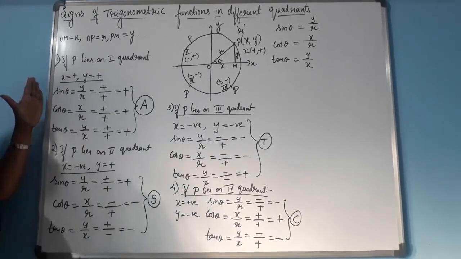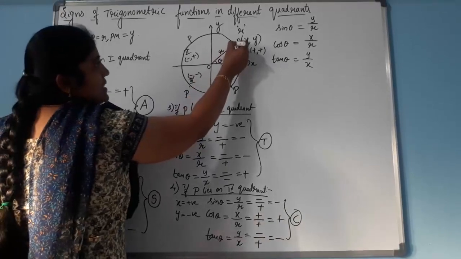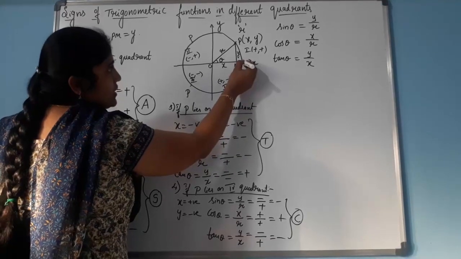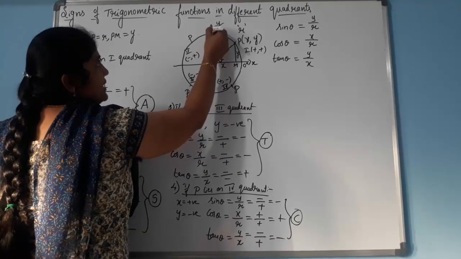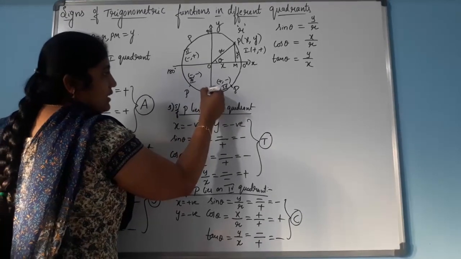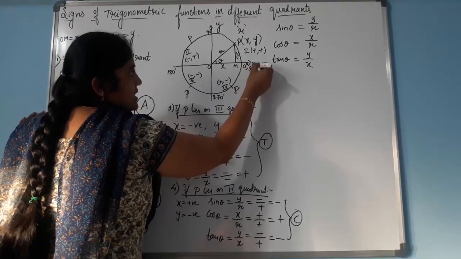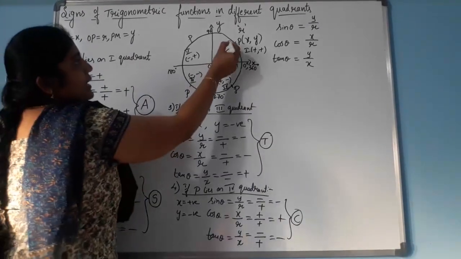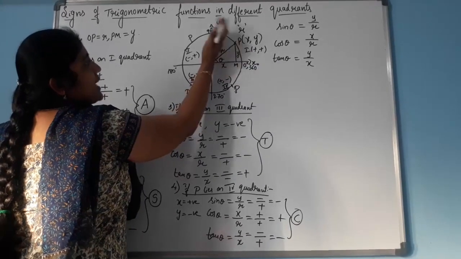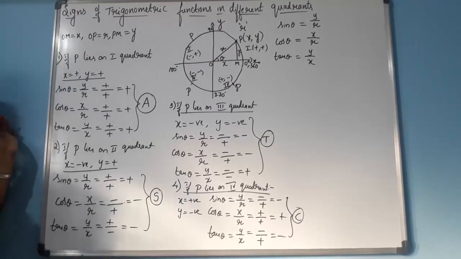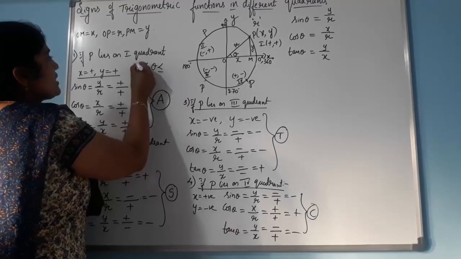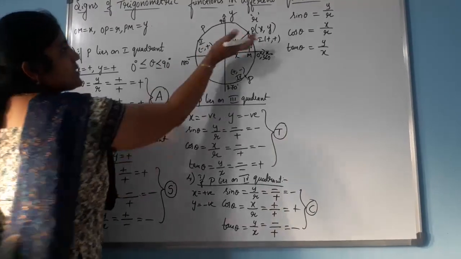See here, if the point P lies in first quadrant, here this is 0 degree. If we come here, this is 90 degree, this is 180 degree, this is 270 degree, and after one complete rotation, this is 360 degree. If the point P lies in first quadrant, what is the angle? Theta lies between 0 to 90 degree. Therefore, in first quadrant, theta lies between 0 degree to 90 degree.